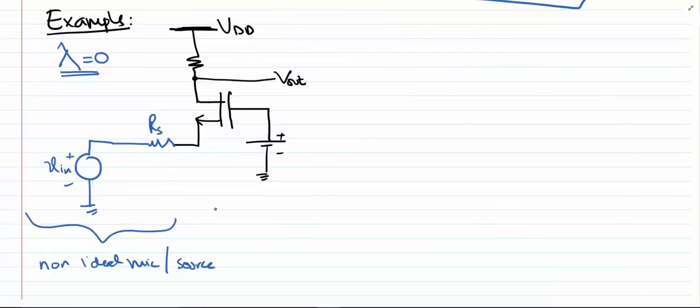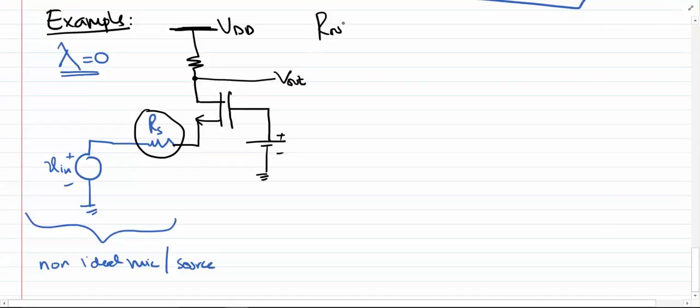Now let's do an example where we assume there is no channel length modulation, and the thing I have added over here is the RS resistance, which is going to take care of the non-idealities in the mic, or you can say the input signals. So the question is to find the output impedance of this circuit.